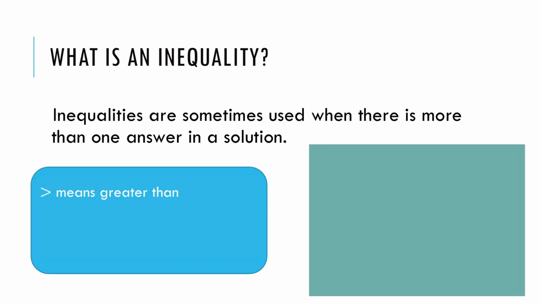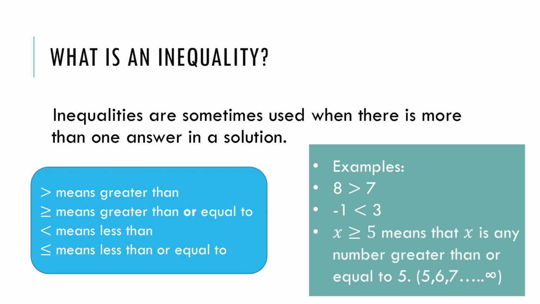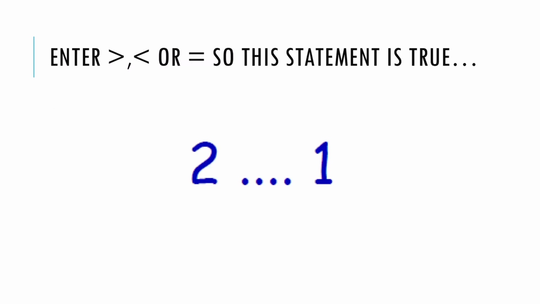So, an inequality is sometimes used when there is more than one answer in a solution. This sign here means greater than or equal to, less than or equal to. Some examples of how we would use these: 8 is greater than 7, -1 is less than 3, x is greater than or equal to 5. What that means is x can take the value of any number greater than or equal to 5, so that is 5, 6, 7, 8, 9, 10, all the way up to infinity.